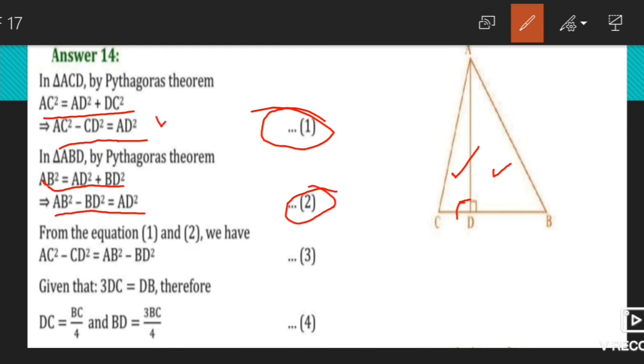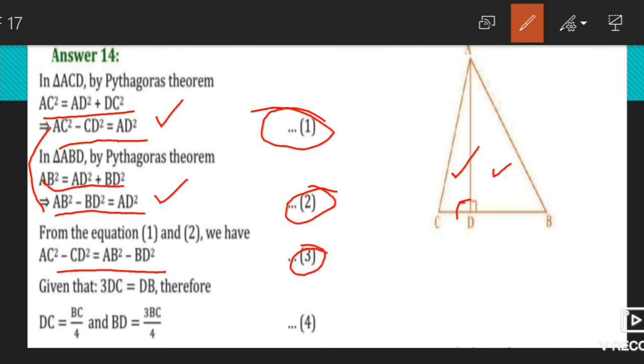Now since in equations number 1 and 2 the right hand side is equal and that is AD square, you can equate the left hand sides. So from equations number 1 and 2 we get AC square plus CD square is equal to AB square minus BD square. Mark this one as equation number 3.